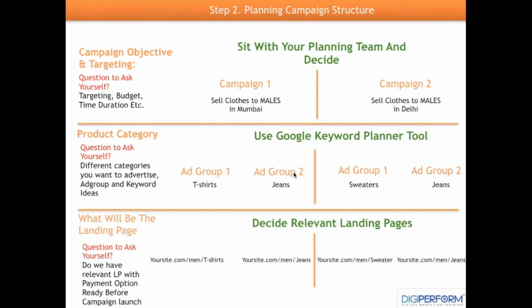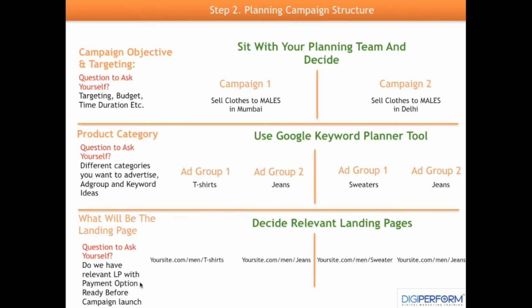How many ad groups you need, what keywords you'll add, and based on that, what landing pages you will link to that ad. So a t-shirt keyword or ad, when clicked, should take people to the t-shirt page, or a jeans ad, when clicked, should take people to the jeans page. Same with sweaters and so on. So what will be the landing page? These are the questions that you need to ask.